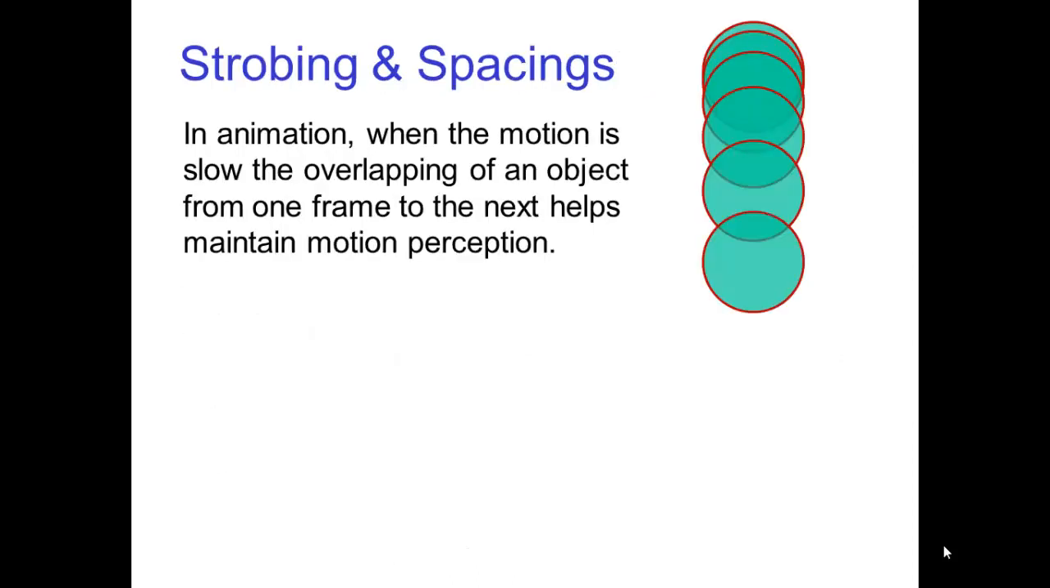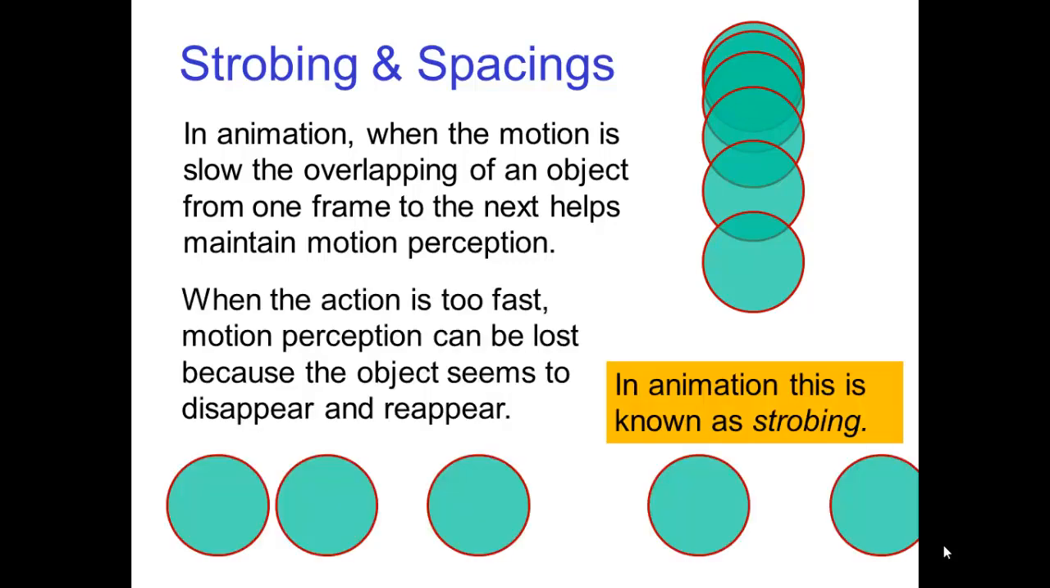In animation, when the motion is slow, the overlapping of an object from one frame to the next helps maintain motion perception. When the action is too fast, motion perception can be lost because the object seems to disappear and reappear. In animation, this is known as strobing.